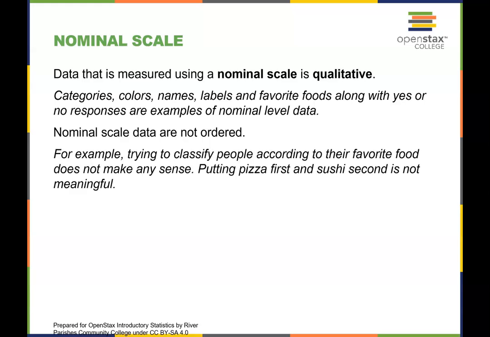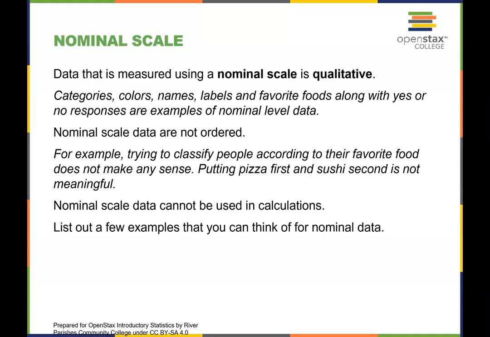Trying to classify people according to favorite food doesn't really make sense. Putting pizza first and sushi second is not meaningful. Later, we'll look at Likert scales and things like that, like, what do you like better, pizza or sushi? You know, ordering things on a scale of 0 to 5 and things like that. Nominal scale data cannot be used in calculations. List out a few examples that you can think of for nominal data. You can pause the video and do that.